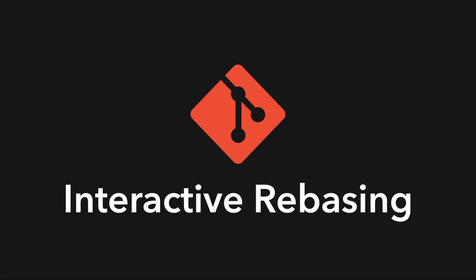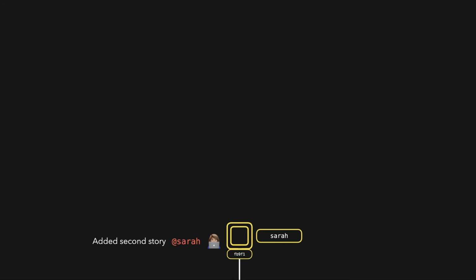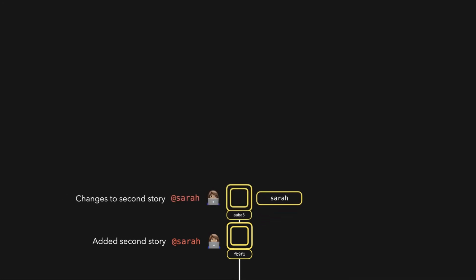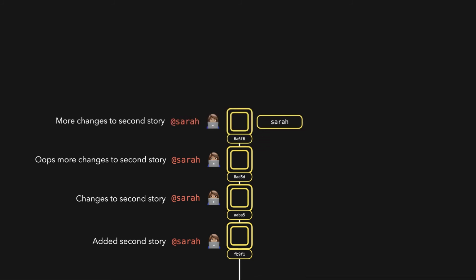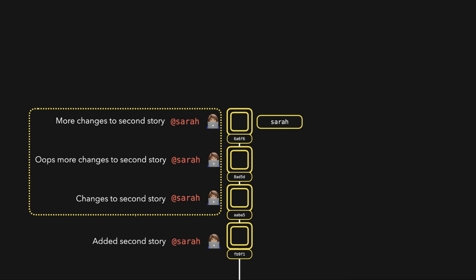The rebase command also allows us to modify the Git history on a certain branch before rebasing it. Let's say that we've been working on the Sarah branch, but there are many commits that should actually have been just one commit. All the changes to the second story commits should have been added to the added second story commit. We can change the history of a Git branch with an interactive rebase.